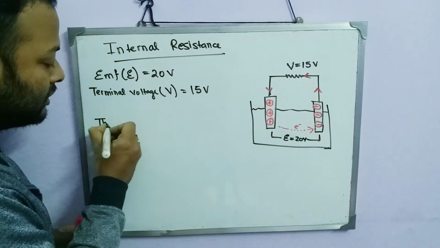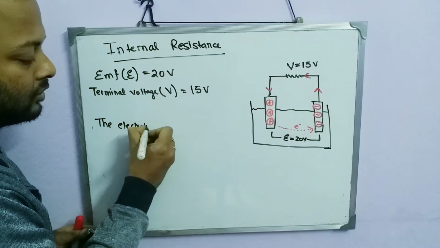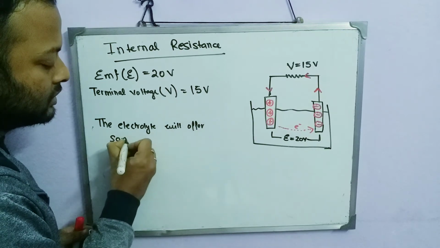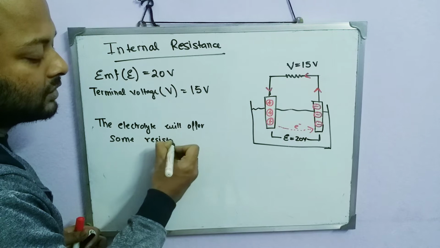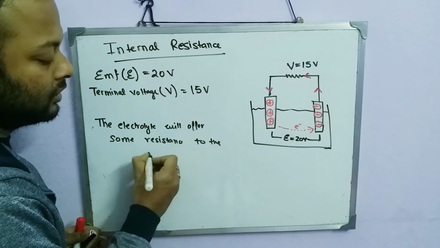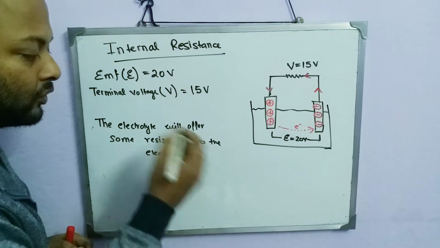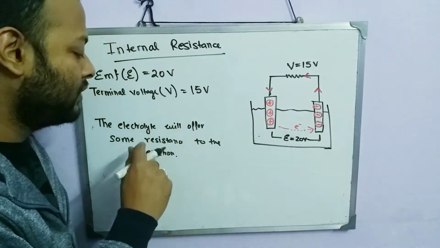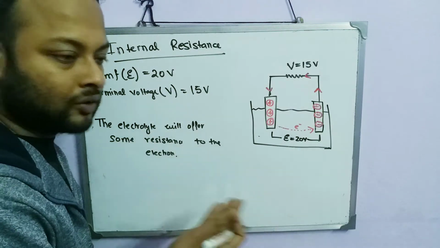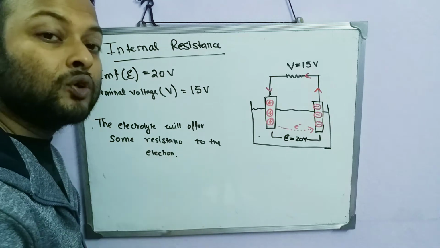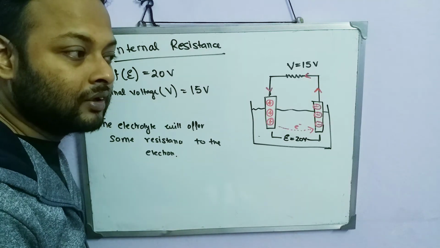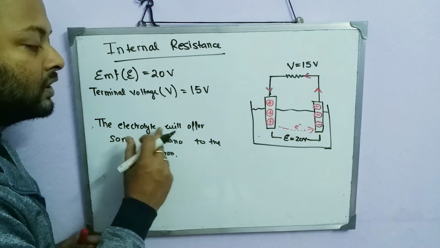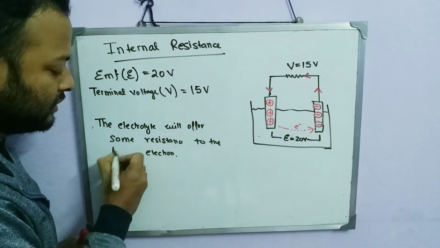The electrolyte, whatever solution I've taken, will offer some resistance to the flow of electron. This resistance, which is offered by the cell itself, is called the internal resistance. So the electrolyte will offer some resistance to the flow of electron through it.